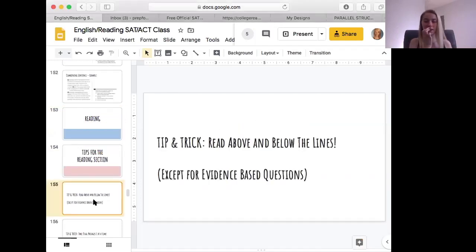The first one is always read above and below the lines. The reason why you want to read above and below is because let's say it has a question and says, in line 22, what does this word mean? If I just read line 22, there's no way that I'm going to get my answer. Even me running through it, there's no way that I'm going to be able to get my answer just reading line 22. So you have to read at least a sentence above, at least a sentence below to overall get the gist of what the passage is talking about, to give yourself some kind of context clues to then help understand it even further. So that's always going to be a tip. Just always read a little bit above, a little bit below.